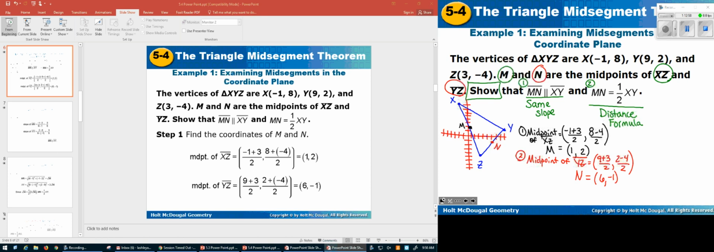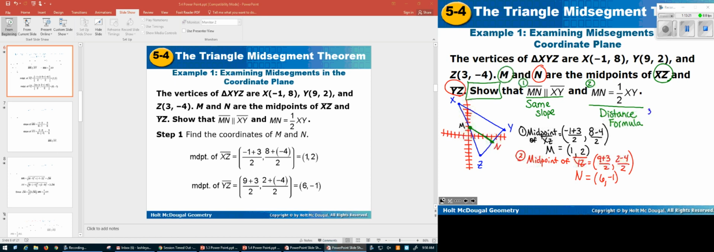And then we can connect those 2 points to draw in line segment MN. And what kind of line segment, one more time, is MN according to the lesson today? Mid-segment. And so we're just trying to prove that it's parallel to the third side and half the length of the third side, which is the theorem. We're trying to show that theorem is true. So let's start with slope.